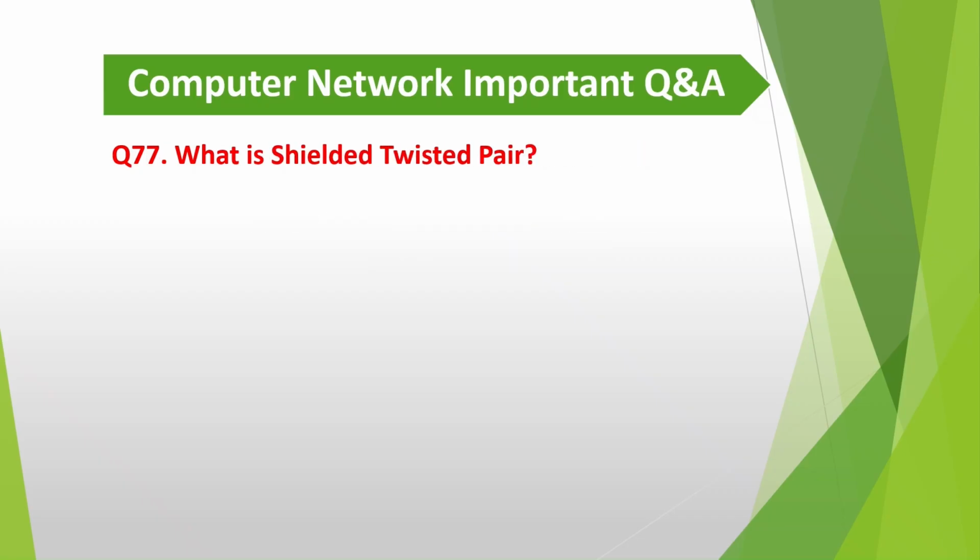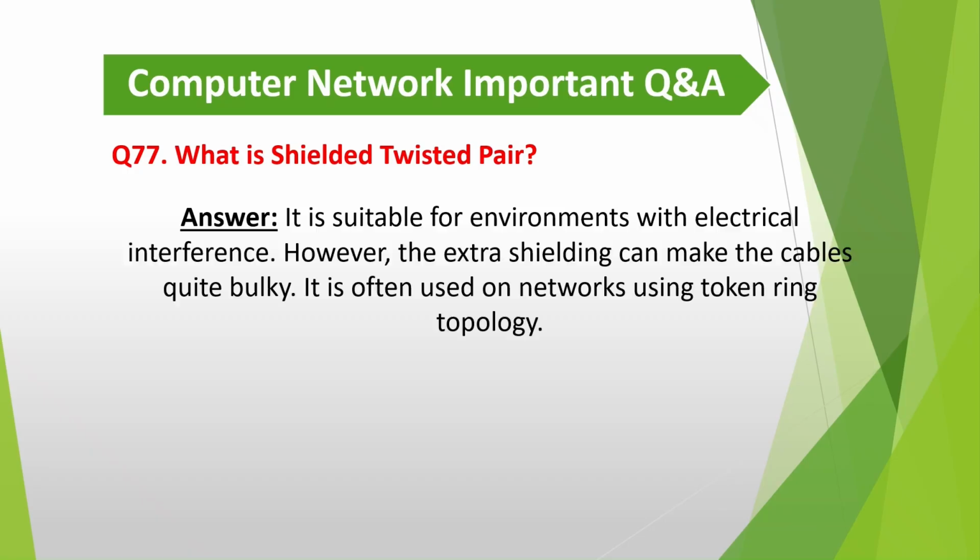Question 77. What is shielded twisted pair? Answer. It is suitable for environments with electrical interference. However, the extra shielding can make the cables quite bulky. It is often used on networks using token ring topology.